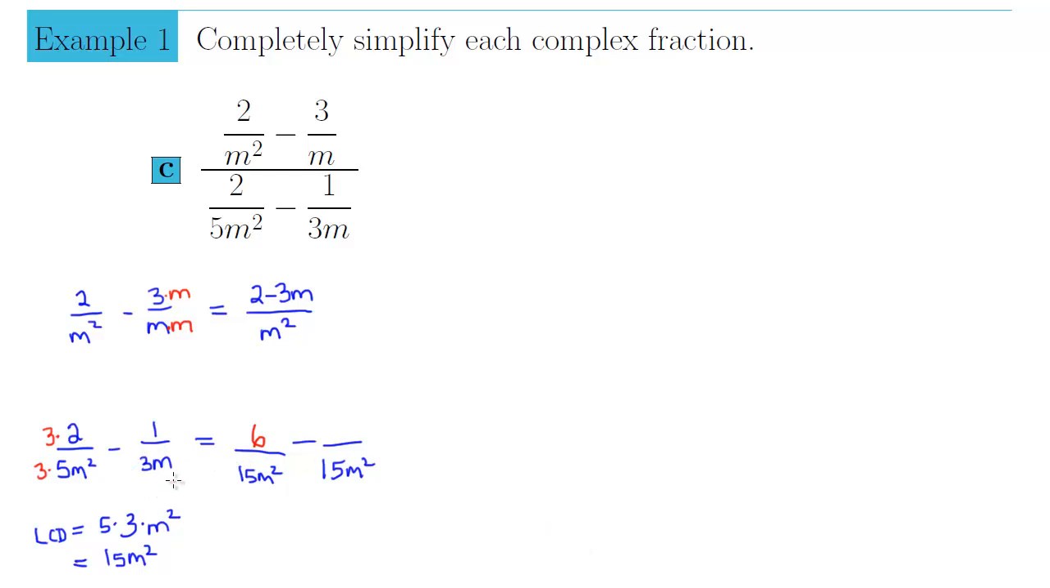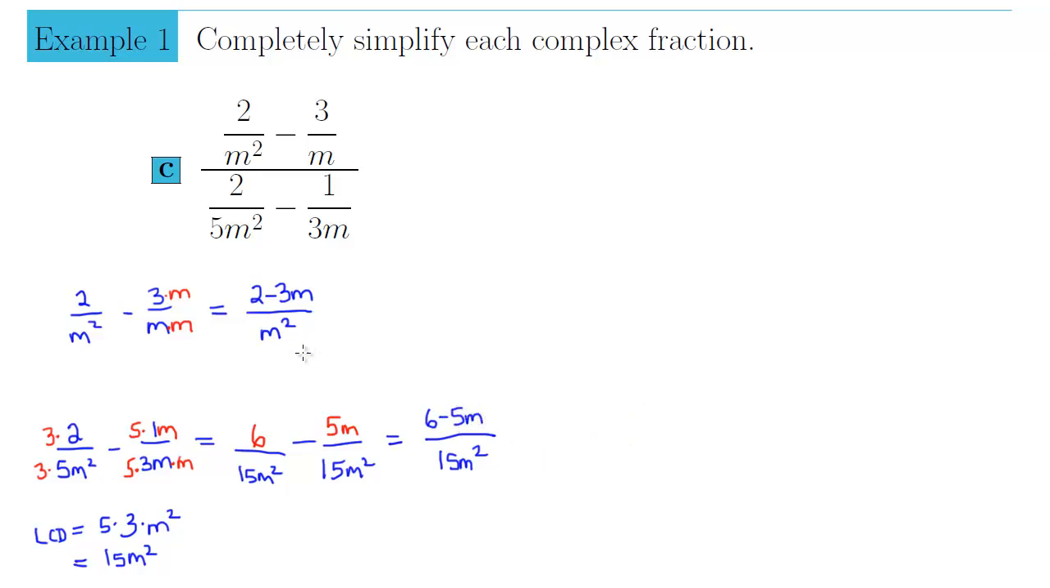Now we want to change the 3m to 15m squared, so we need to multiply the 3 by a 5 to get 15, 3 times 5. If we multiply the bottom by 5, we need to multiply the top by 5. And to get m squared, we need to multiply this m by another m. We have to do it both to the bottom and the top. That means this numerator is now 5m. We can now combine, because these are like rational expressions. The denominator will be 15m squared, and our numerator will be 6 minus 5m.